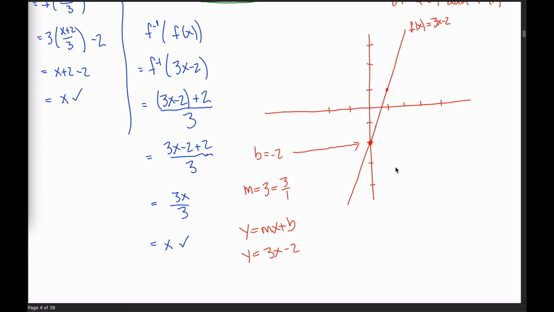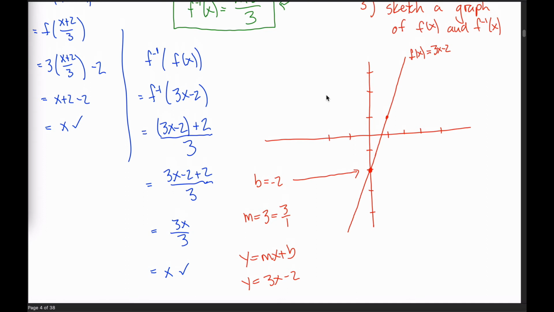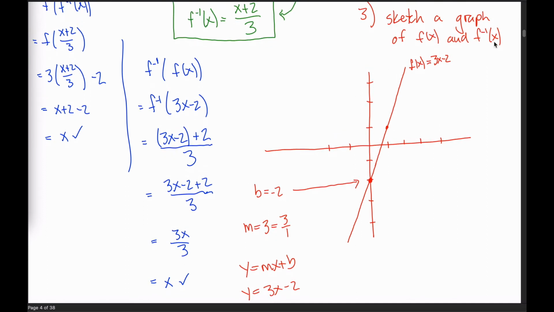And you're a little bit bored. You're like, what are you doing here? Why are you wasting my time? Well, really the idea is I want to graph both f of x and f inverse of x and show you how the graphs are related. And I'm going to show you two different ways to graph f inverse of x.